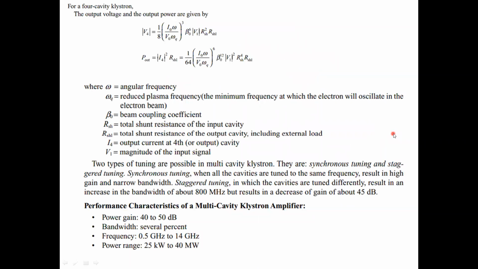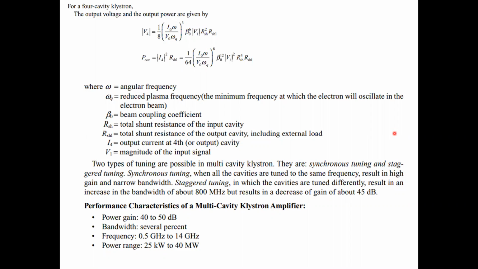Go to the next slide. So, same knowledge from the previous 2-cavity klystron. I extended the output voltage and output power by using the previous 2-cavity klystron answers. The output voltage will be formulated by 1/8 (I naught omega divided by V naught omega), beta squared, modulus of V1, R squared, multiplied by R shunt resistance in the load side. So that is equal to your output voltage.